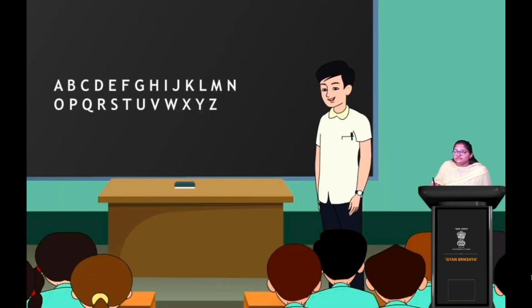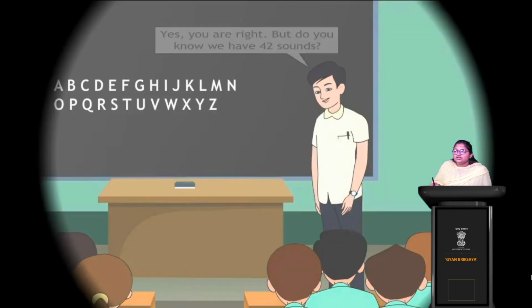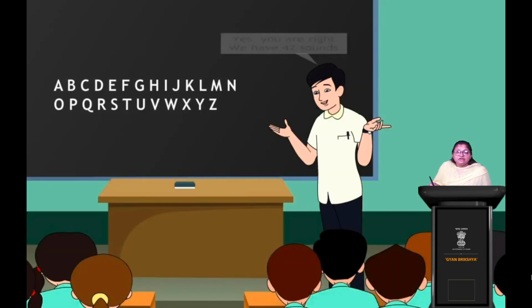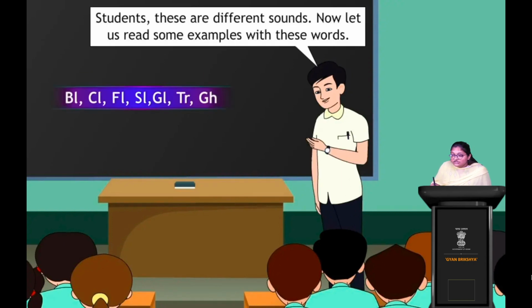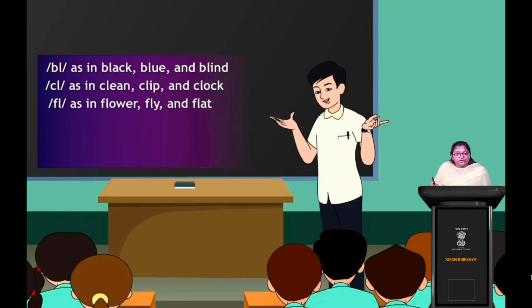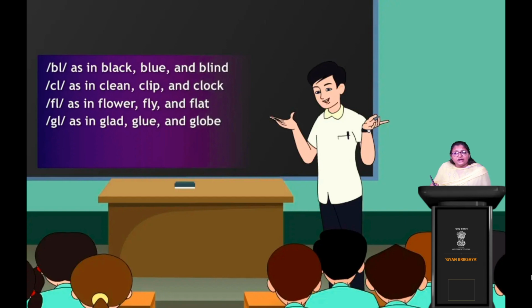You see 42 sounds. And then what were the different kinds of sounds? Do you remember? The different kinds of sounds were BL, CL, TR, FL, SL, GL, GH, okay? And we looked at examples with these, like BL: black, blue, blind. CL: clean, clip, clock. FL: flower, fly, flat. GL: glad, glue, globe. Then TR: trap, trim, tracks.